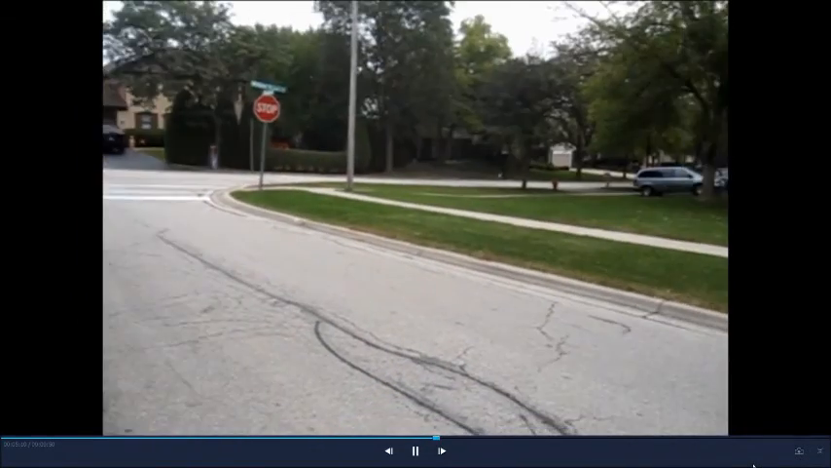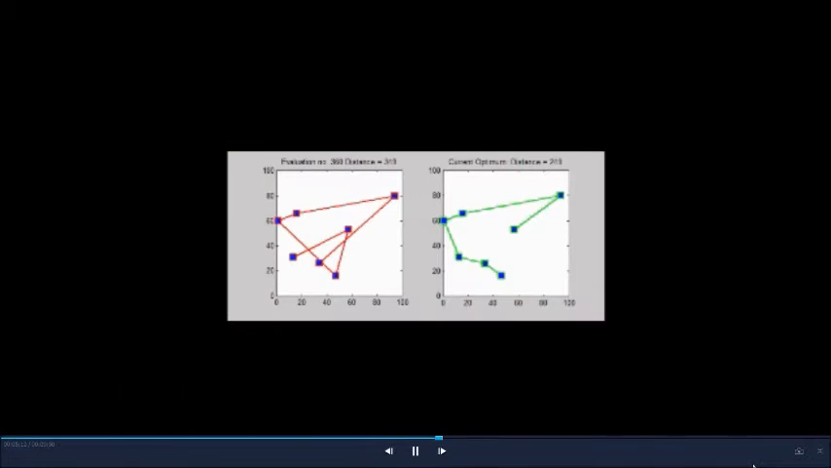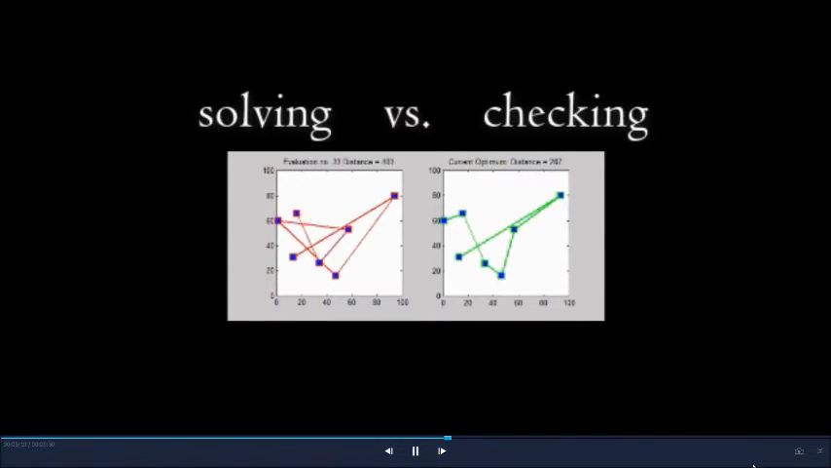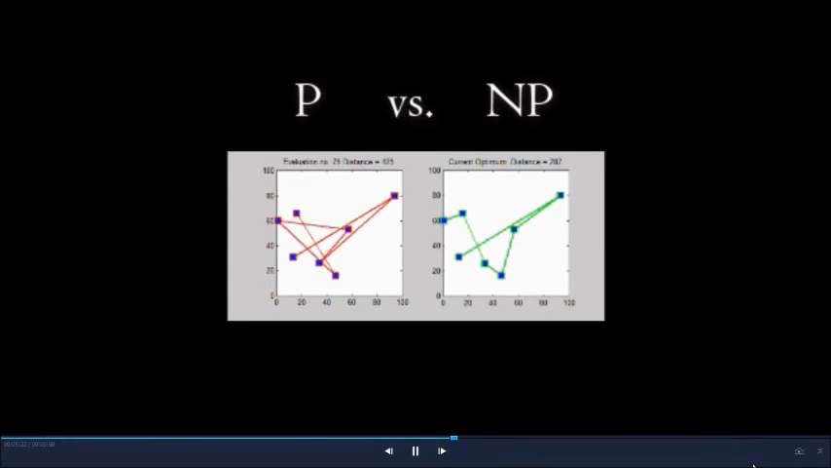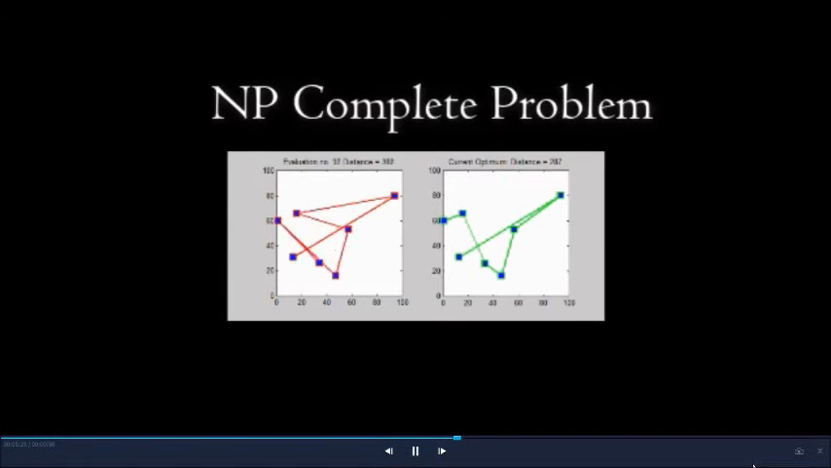You can find the shortest distance. This is a classic example of P versus NP, as the left is solving the problem with 7 houses, and the right is checking that the solution is right, or P versus NP. This is what we call an NP-complete problem.